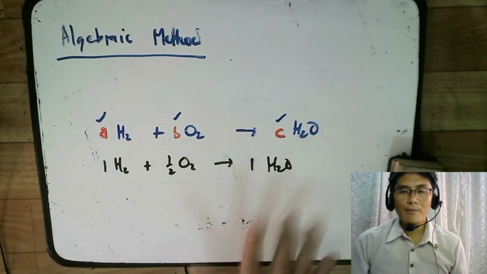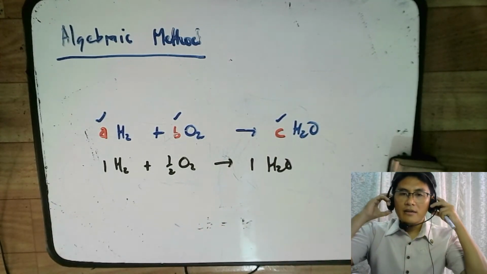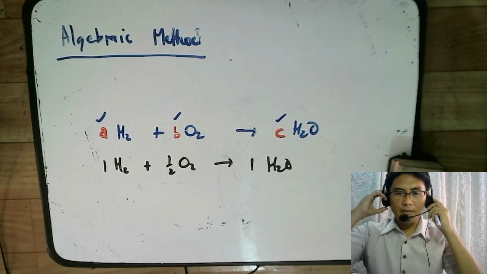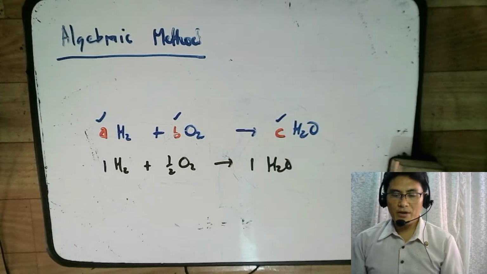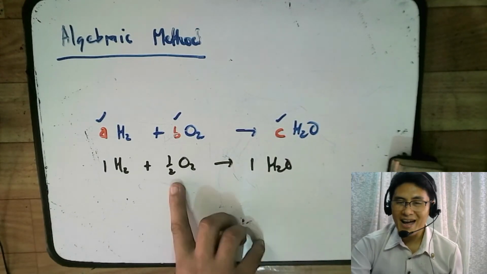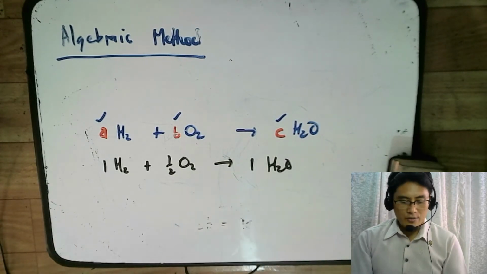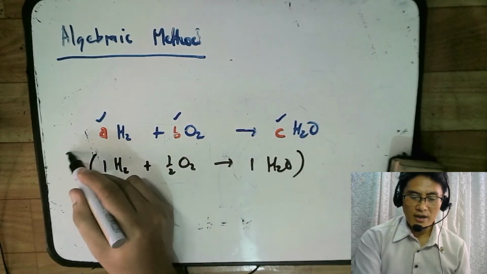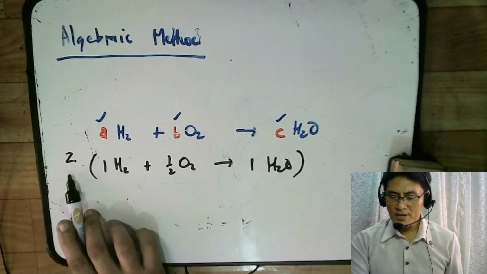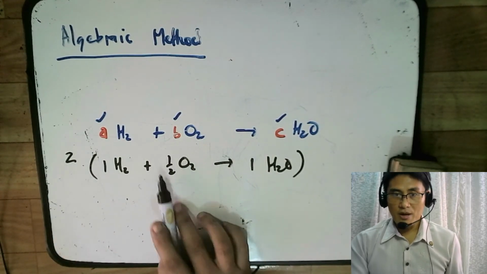Okay, so this is now a balanced equation. But the rules in writing a chemical equation dictate that we should use whole numbers, because if you think about it, it doesn't make sense to have 1/2 of an oxygen molecule. So to do this, you have to multiply the whole thing by a number, and that number is 2, so that this becomes a whole number.